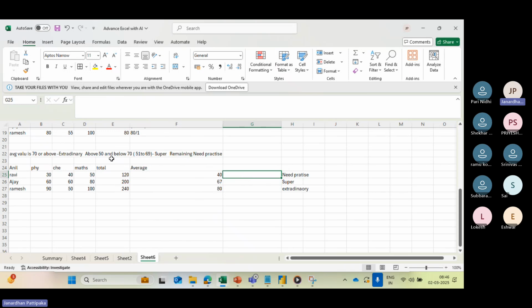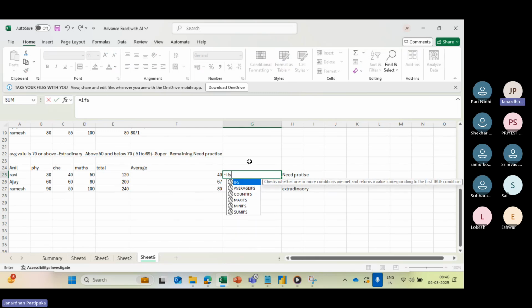So here we are using multiple conditions, right? Three conditions we are using: above 70, 70 to 50, or remaining. So instead of using if every time, I will use ifs. There's a function called ifs. I'm selecting the ifs.